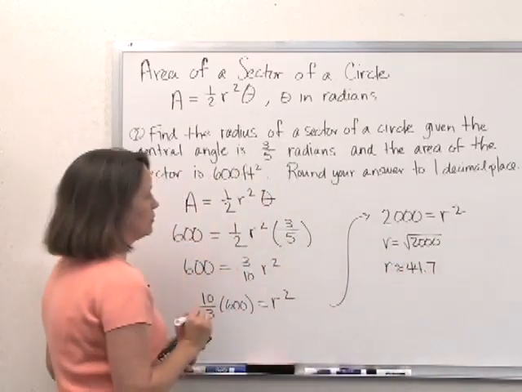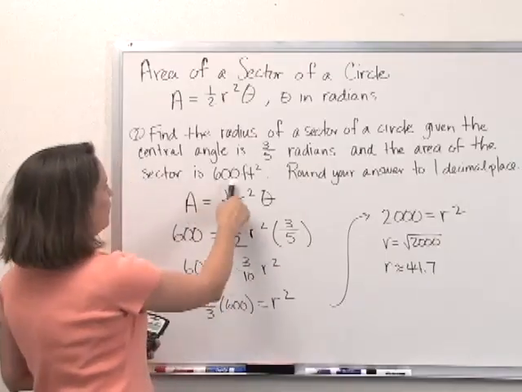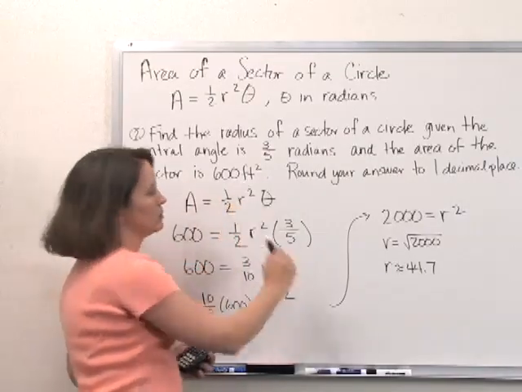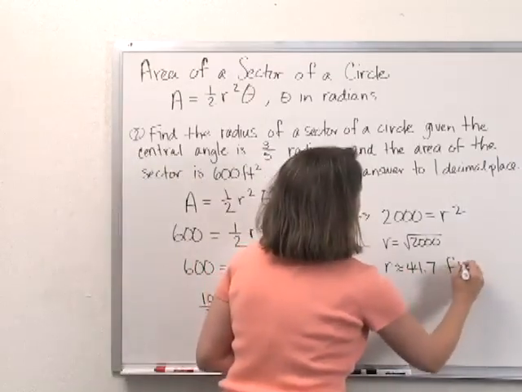What would the units be for our radius? Well, the area of the sector was in square feet, so our radius should be in feet.